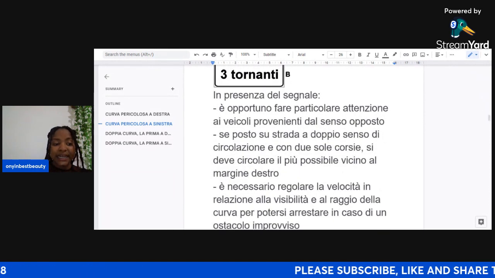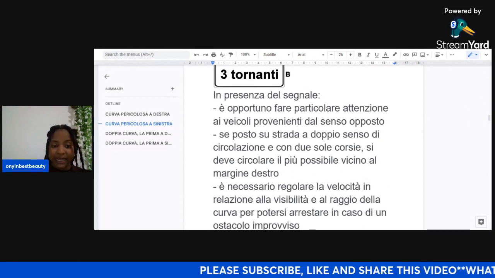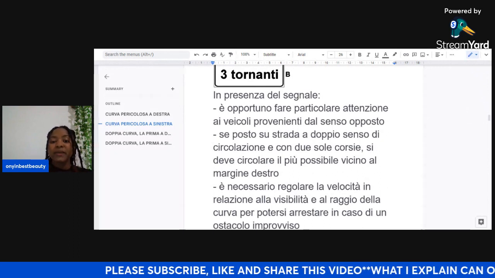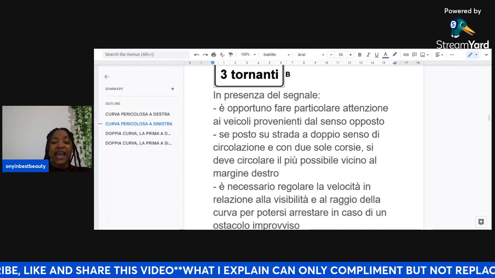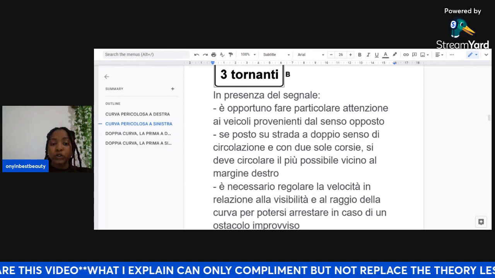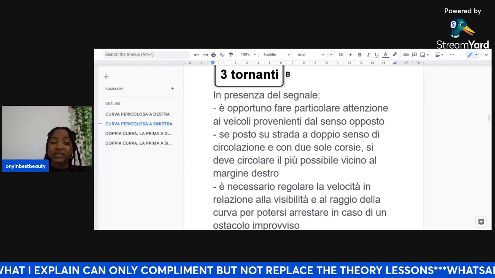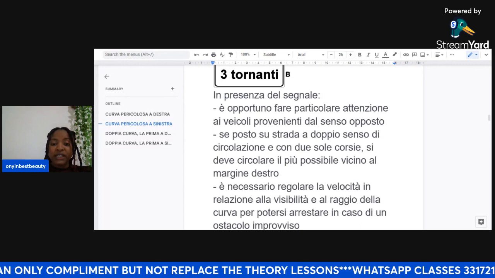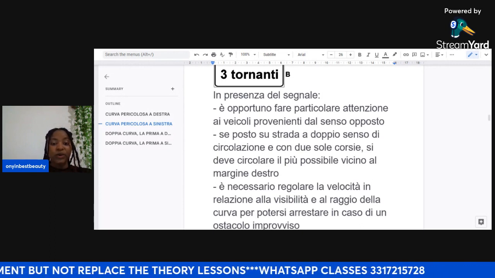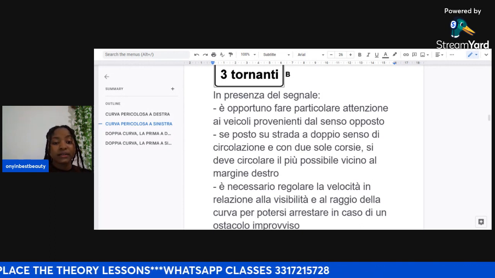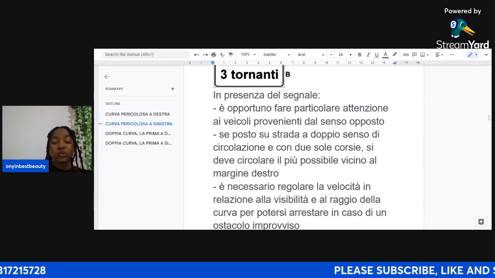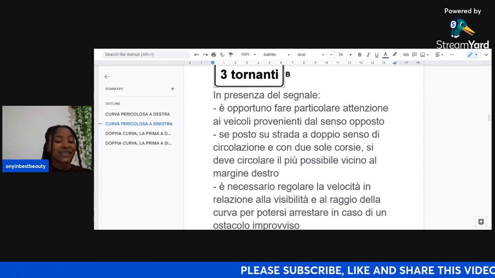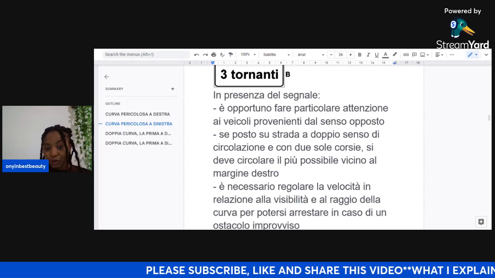In presenza del segnale, now in the presence of this sign, è opportuno fare particolare attenzione ai veicoli provenienti da senso opposto, to vehicles coming from the opposite direction, se posto su strada a doppio senso di circolazione. Now, if this particular sign is being placed at two-way circulation, è con due sole corsie and only two lanes, just like I told you in the right-hand side, they're just repeating it for the left side as well.